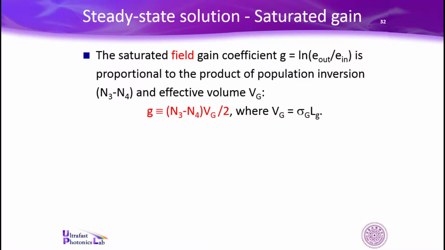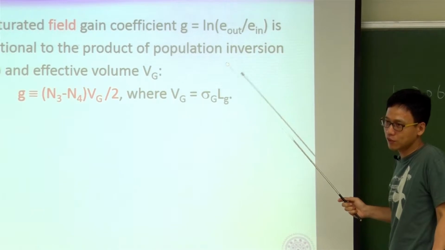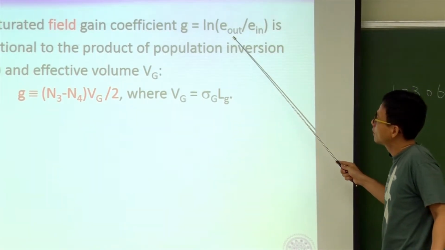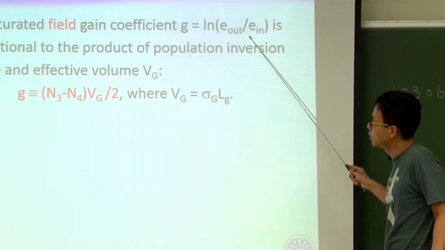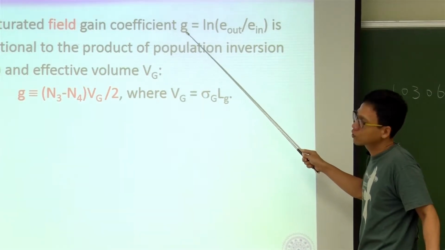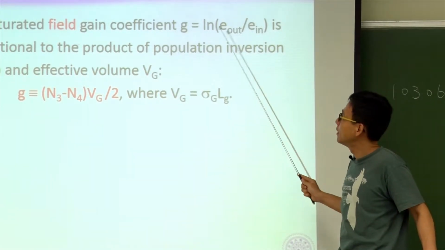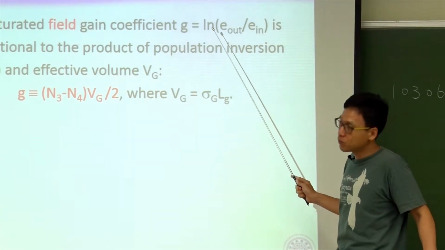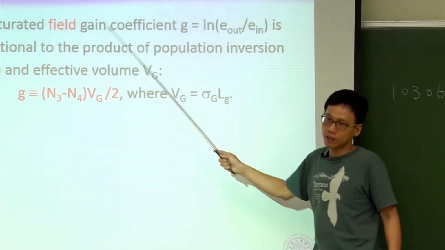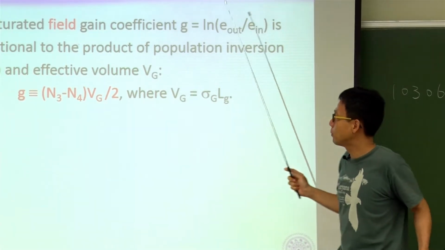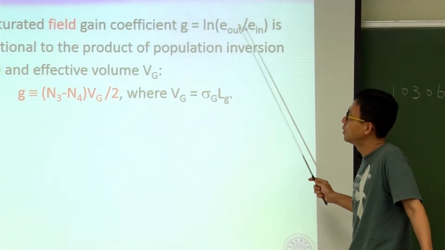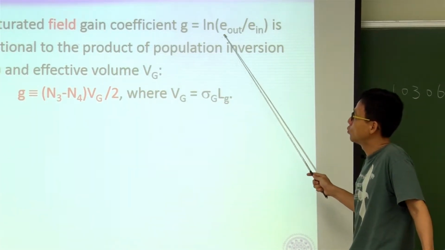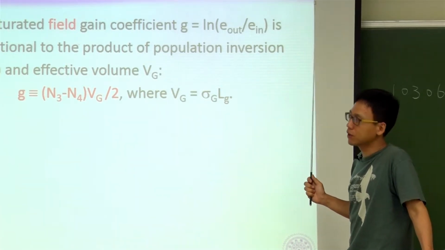The saturated field gain, which is defined here. If you feel it's very strange, just use another way: the ratio between the output electric field and the input electric field is equal to exponential of g. Because it's a ratio between fields, it's field gain. It's not power gain. If it's about the ratio between powers, you are talking about power gain. But here, we are talking about field gain, the ratio between output and input electric fields.